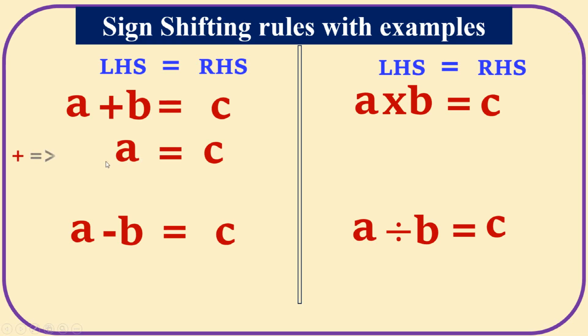Because it's plus b on the left, it shifts to become negative b on the right. So our new equation becomes a equals c minus b. What if we are subtracting? Look at a minus b equals c.